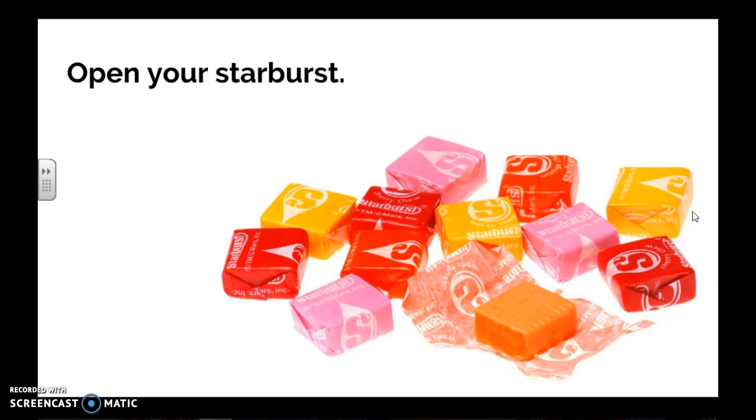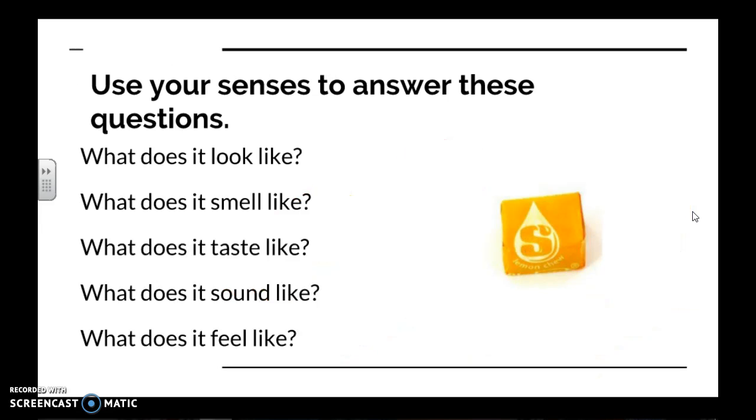Okay, you're going to, at this point, pause the video and go grab a starburst. So pause the video. All right, now you should push play and you are ready to go. You've got a starburst. You're going to unwrap it. And then I want you to use your senses to answer these questions. You don't need to write it down. This is just your own internal thought. So if you need more time, go ahead and pause the video at any moment.